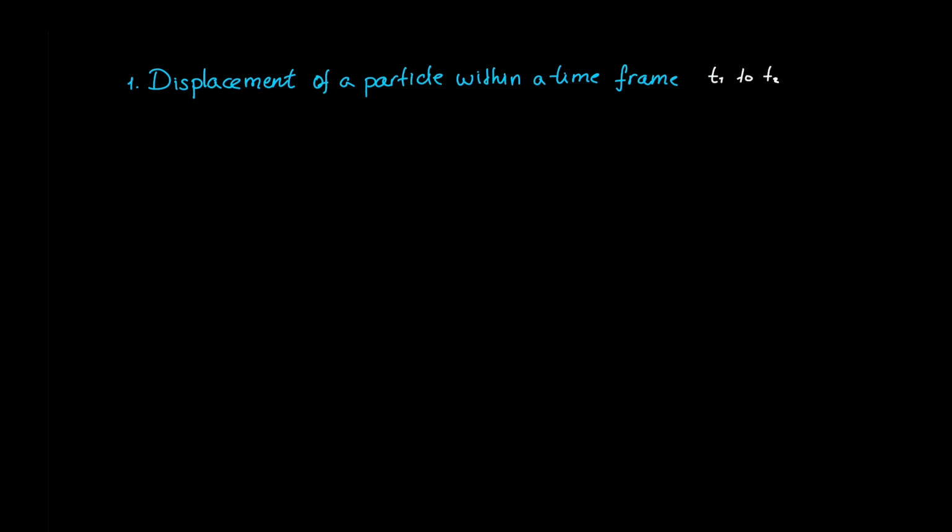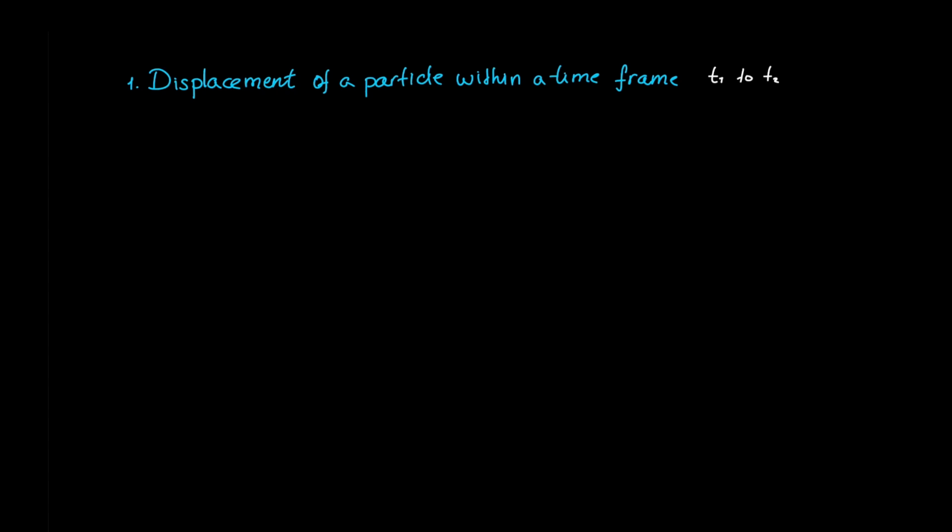To be precise, we will use integration to find two things. One, we can use integration to find the displacement of a particle within a time frame, meaning, for example, from time 1 to time 2, usually just abbreviated as T1 to T2. Please recall, displacement is not the same as distance. I used this example before.